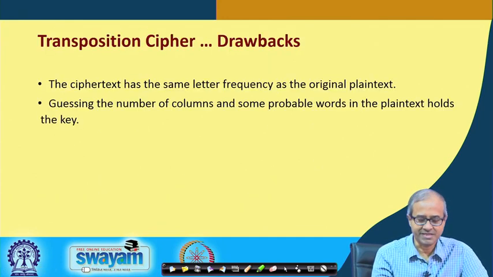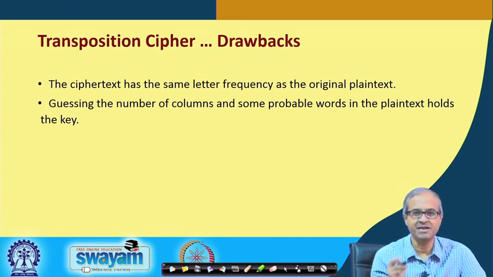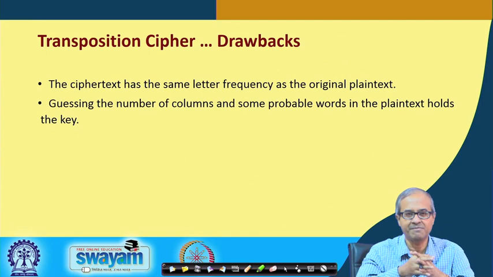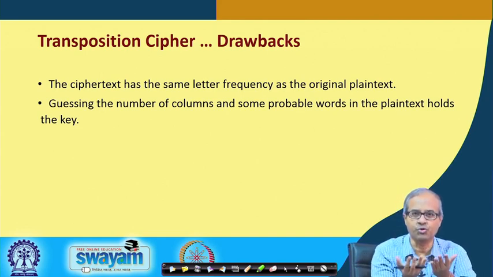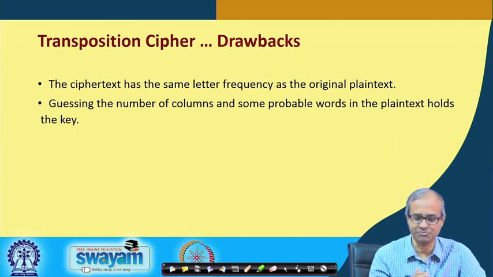So, these are the drawbacks, as I said. We are not modifying or changing any letters, so it will have the same letter frequency as the original plain text. Guessing the number of columns, as I said, and some probable words will make breaking this code very simple. Okay. So, these are not practical ciphers, but if you combine many of them, these are typically used, let us say, by defense people. In some places they have some kind of code book, using that code book they do some kind of encryption. Okay. There some combination of these methods are used.